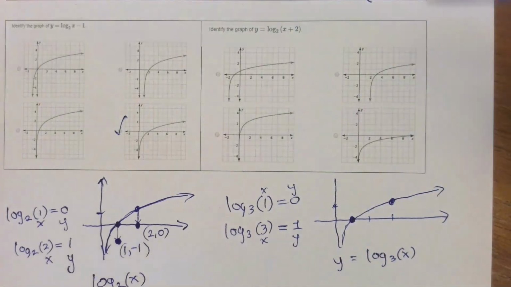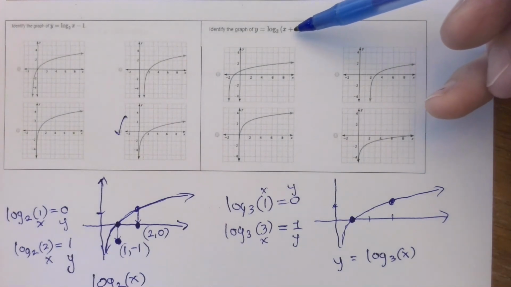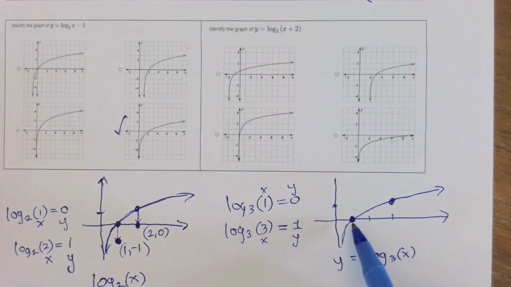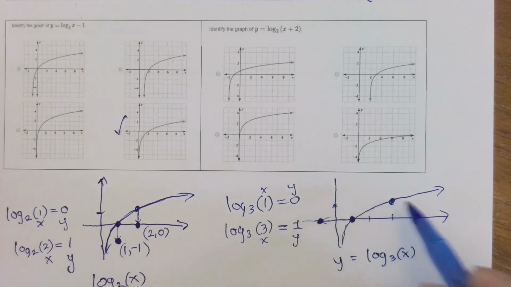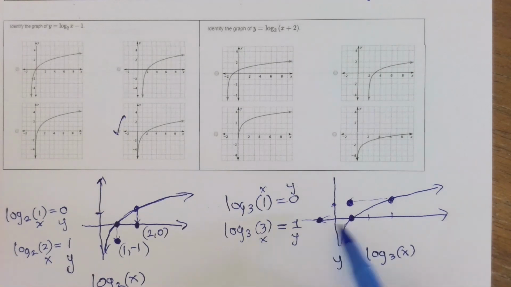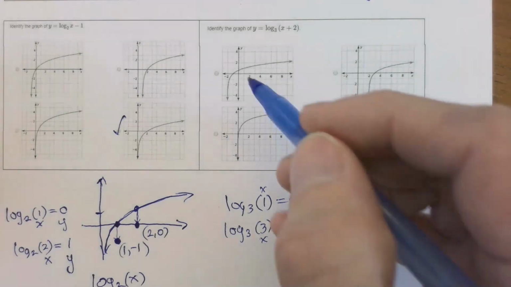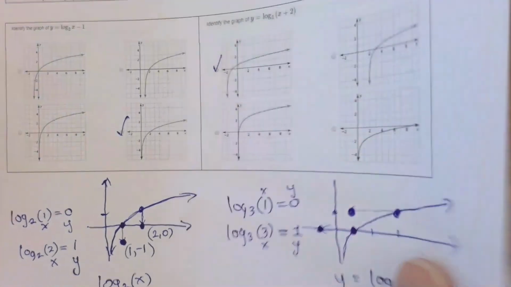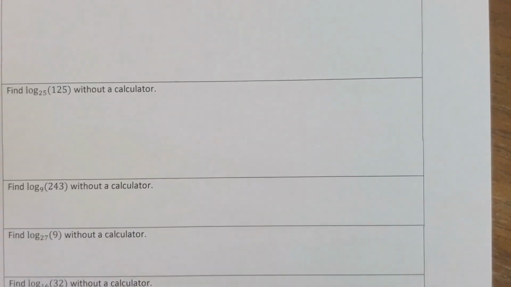Now, how does this affect it? If I add 2, everything translates to the left because I'm adding 2 inside the log. So instead of 1, 0, you'll have a point back here, which is negative 1, 0. And instead of 3, 1, you'll translate this point back 2 units, and you'll have 1, 1. So I'm looking for negative 1, 0, and I'm looking for 1, 1. And that appears to be this one. All right, those are kind of hard. Desmos is your friend. Get on Desmos and try to figure those out.